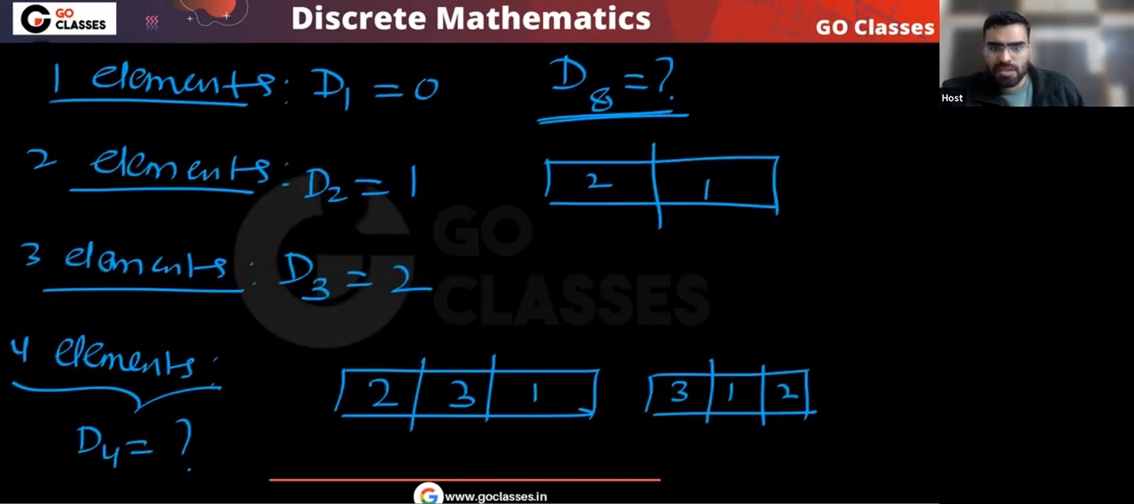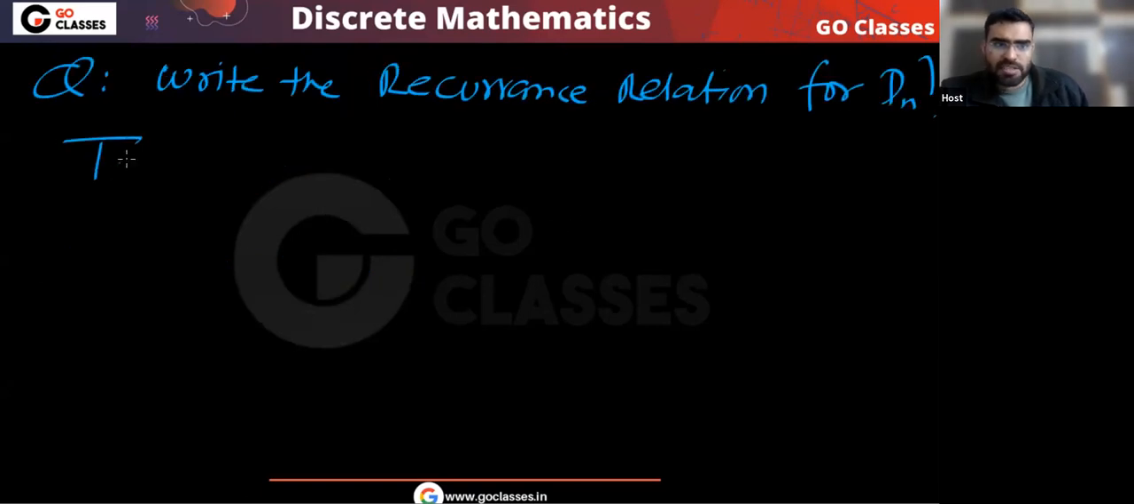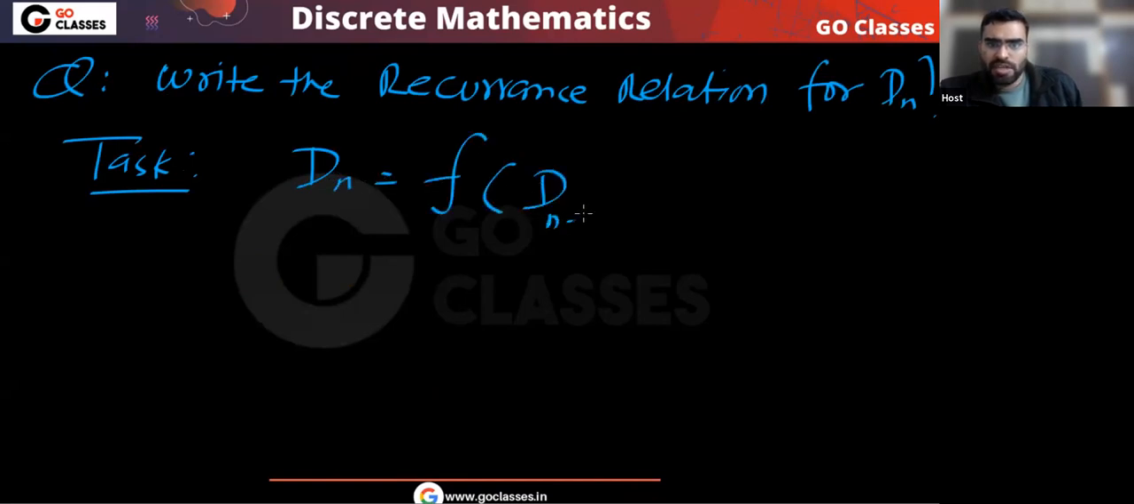So first, write the recurrence relation for Dn. This is the question. Can you write the recurrence relation for Dn? Dn means n elements. So what is our task? Our task is to write this Dn in terms of Dn minus 1, Dn minus 2, and so on. So how to proceed?